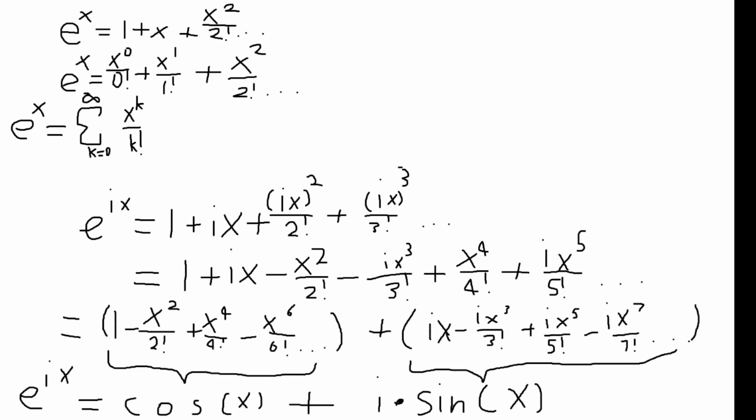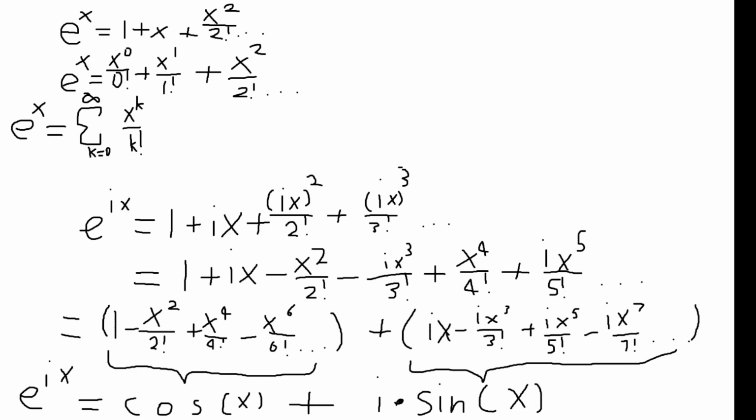Now adding a negative number is the same as subtracting its opposite. So it's 1 plus ix minus x squared over 2 factorial, minus ix cubed divided by 3 factorial, because ix times ix squared is minus ix cubed, and then plus x to the power of 4 over 4 factorial, because i to the power of 4 is just 1. And then the process repeats because i's powers repeat in cycles of 4.